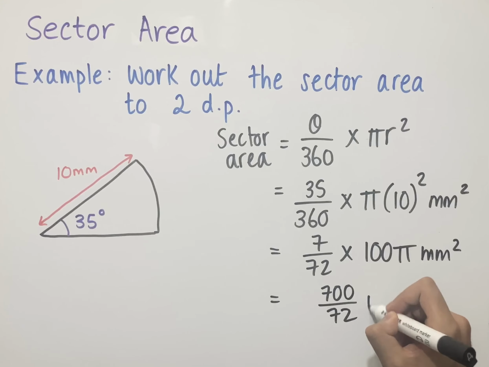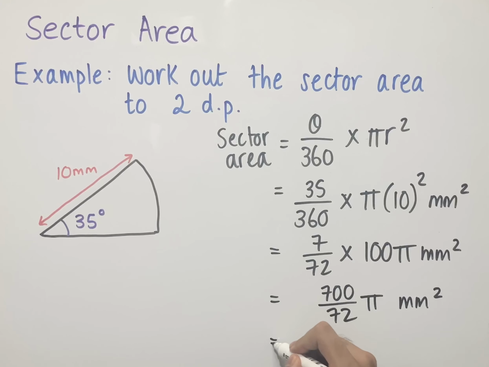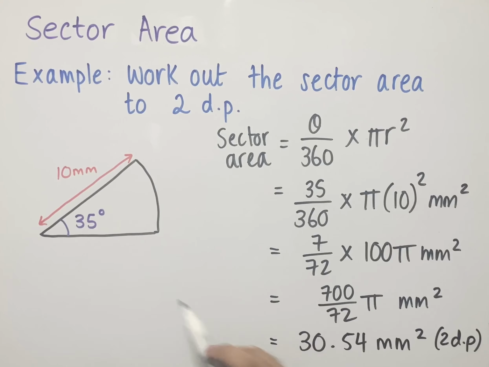And so finally, if we put this in a calculator and we round our answer to 2 decimal places, we should find we get a final answer of 30.54 millimeters squared. So that's the area to 2 decimal places of this sector here.